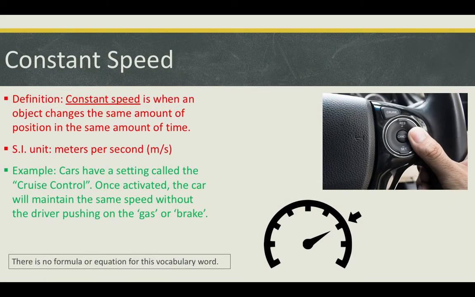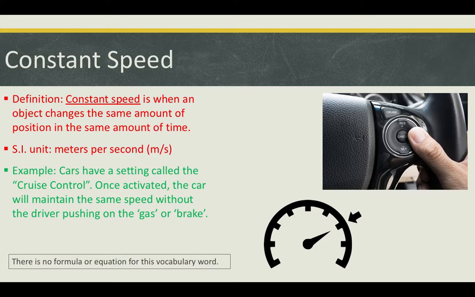So here's our first term, constant speed. You'll make a bookmark for this. Constant speed is when an object changes the same amount of position in the same amount of time. And the unit is meters per second. There's not going to be an equation for this word.